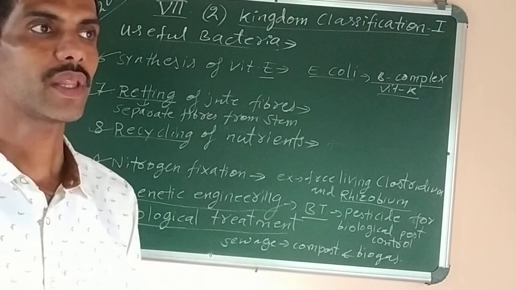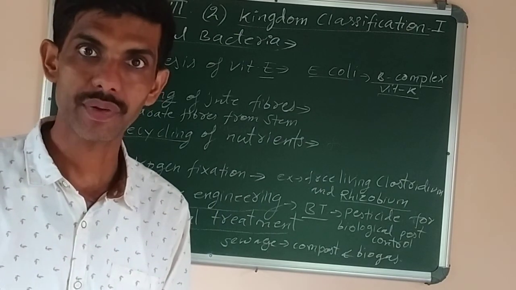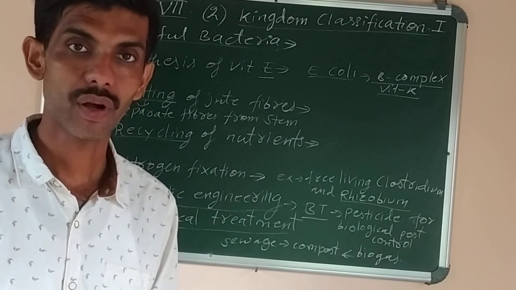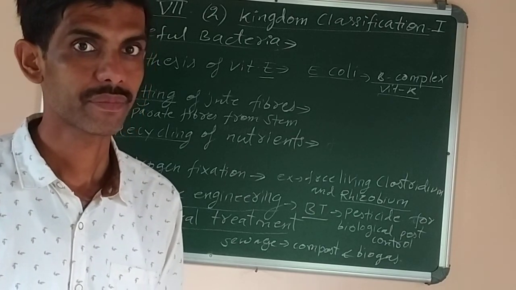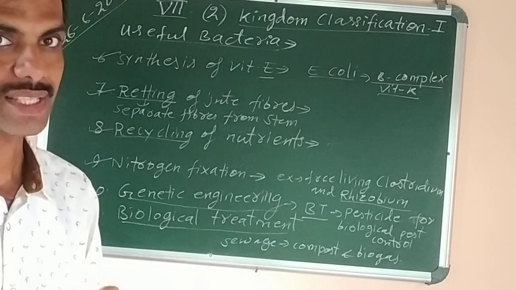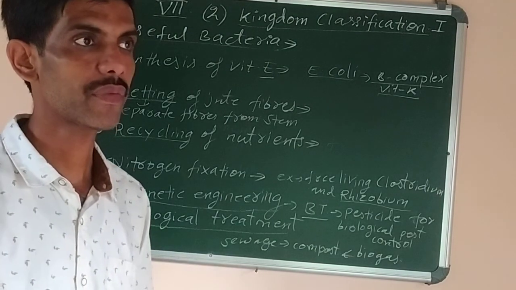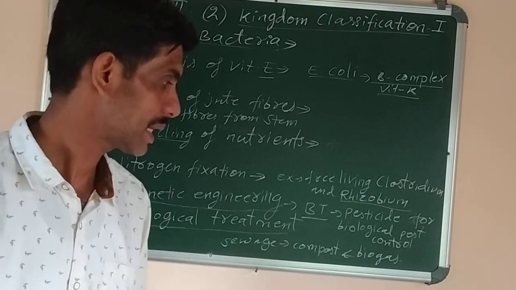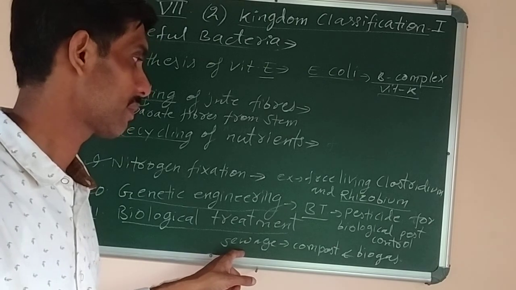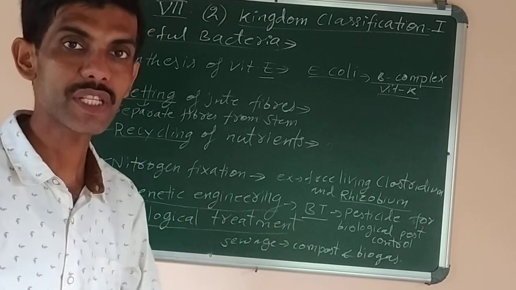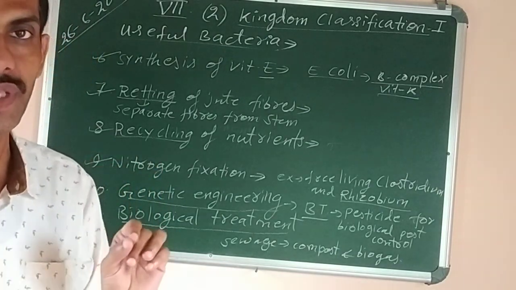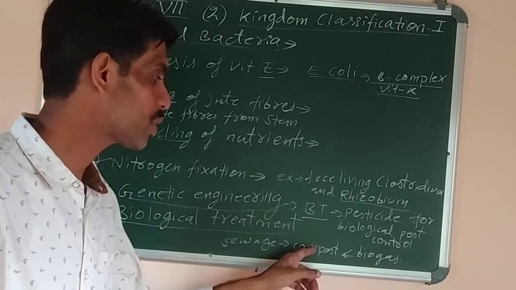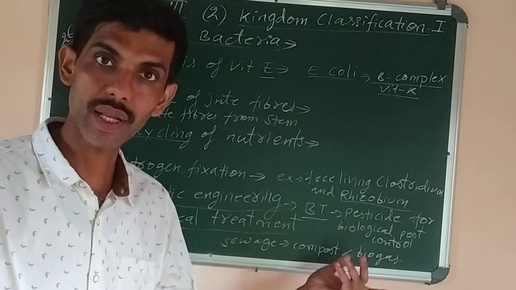Similarly, when the dirty water is released from the factories, they are called the factory discharge or the sewage. Those effluents or the sewage, the dirty water coming from home or from factories, are treated with the help of bacteria. Means bacteria will help to clean the dirty water coming from homes and factories and change them into compost and biogas. These are useful to us.